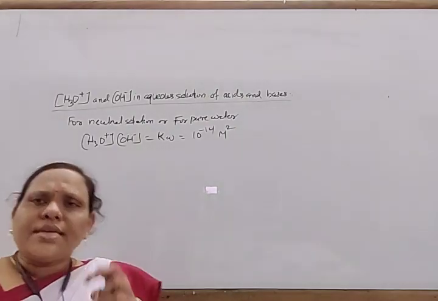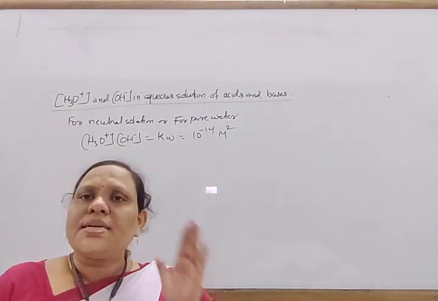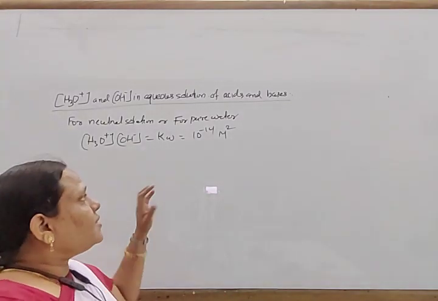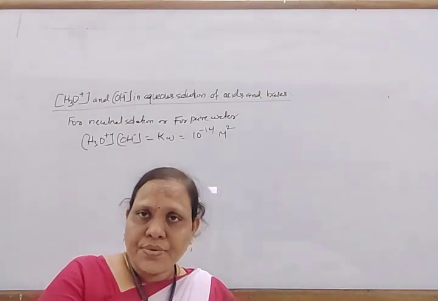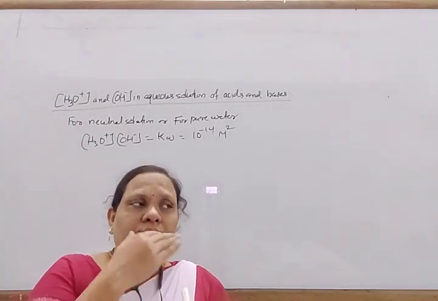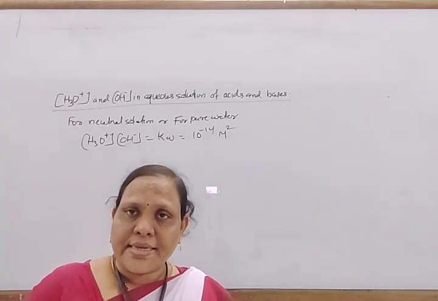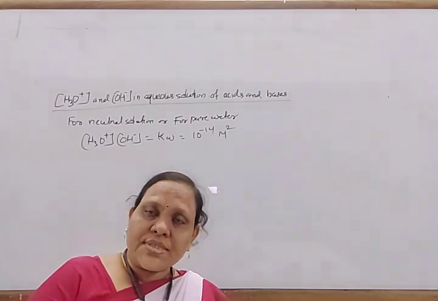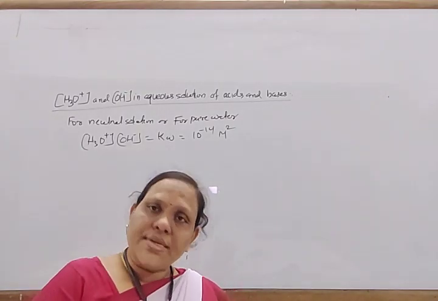So if some acid is added to it, but you know the equilibrium constant is a constant at a particular temperature. As the equilibrium constant is a constant at a particular temperature, if some amount of acid is added to water, then what happens? The H3O plus concentration, or the H plus ion concentration, will increase. But this Kw value is constant. As it is constant, that means the OH minus ion concentration should decrease.